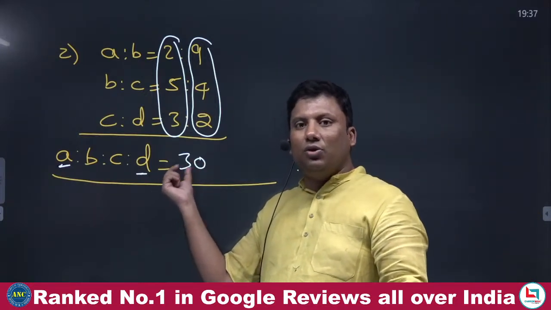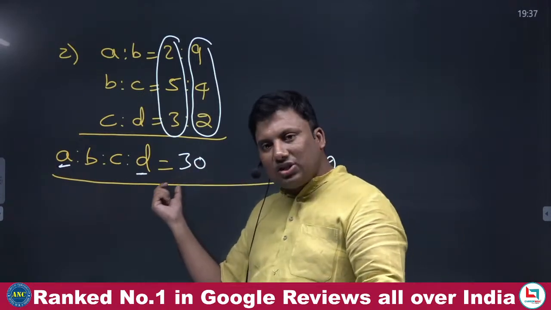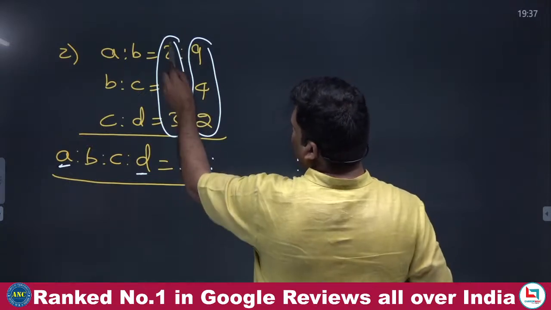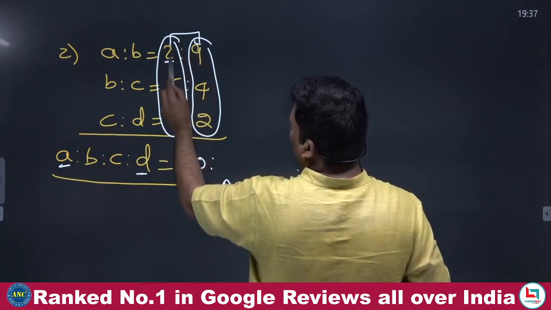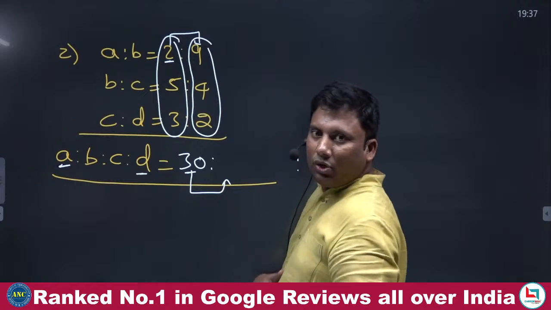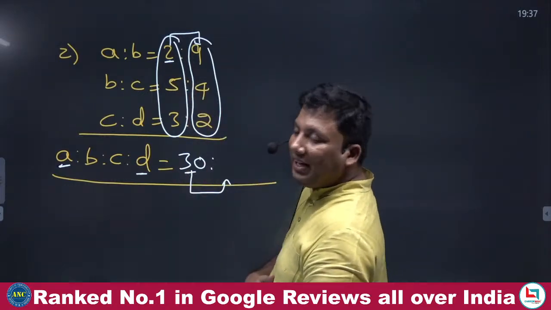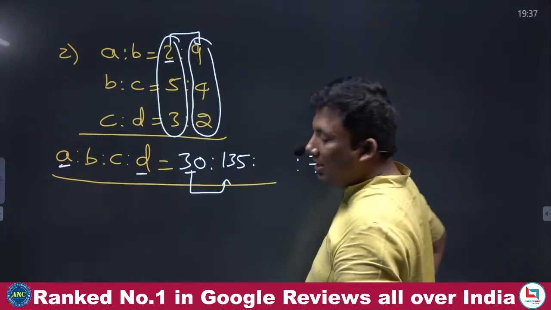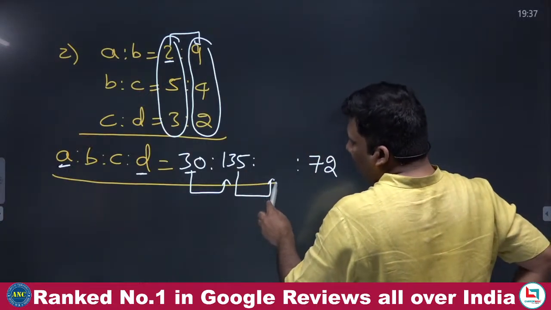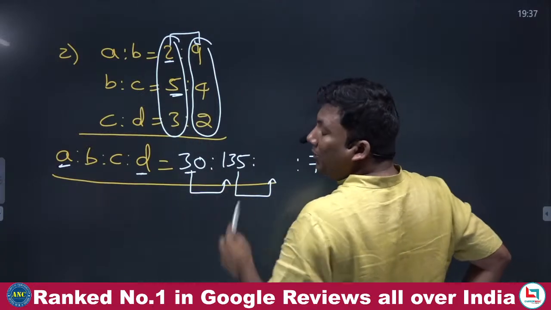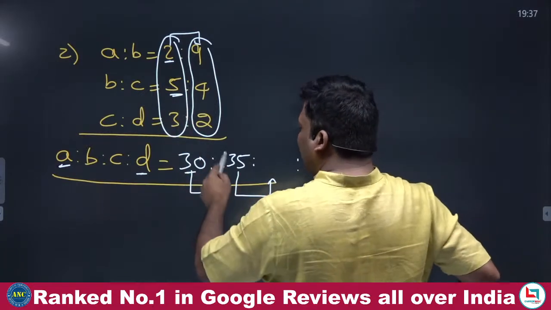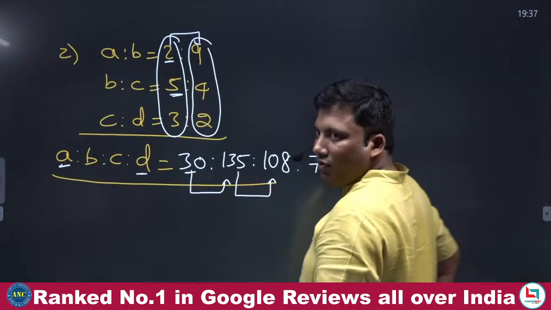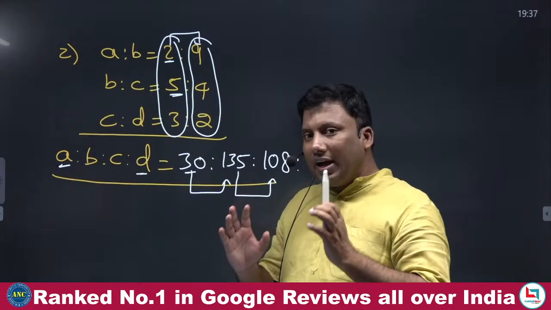To get the first value, multiply the first. To get the last value, multiply the last. Then next is B. A is to B. Compare with A is to B. 2 is becoming 30. 2 15s are 30. 15 9s are 135. Are you all with me? Next is B is to C. Compare with B. 5 is becoming 135. 5 27s are 135. 4 27s are 108. Again I am repeating.